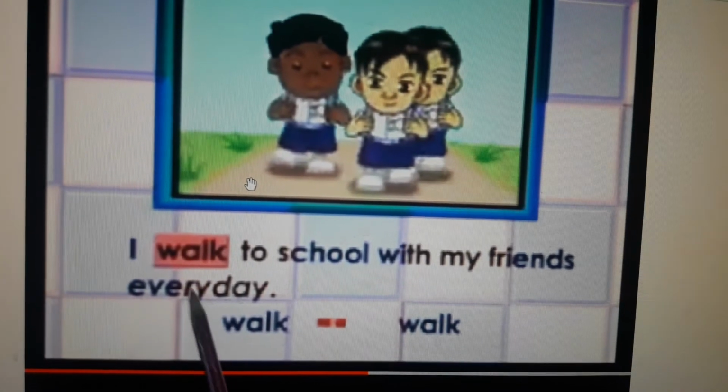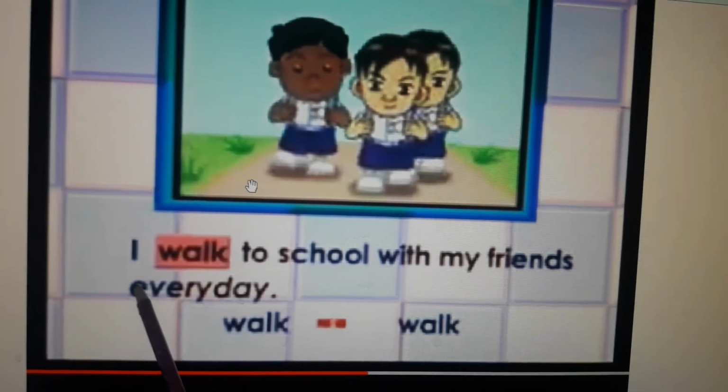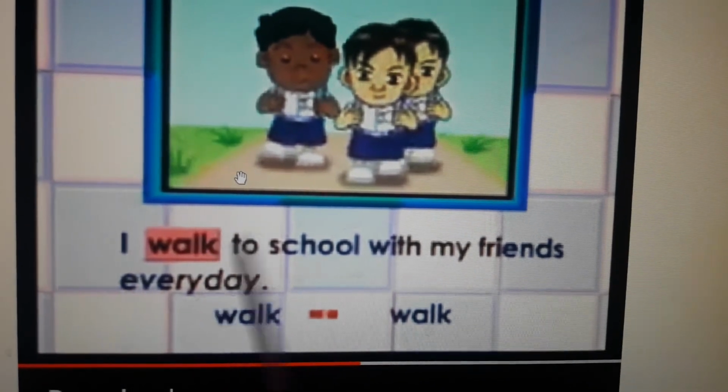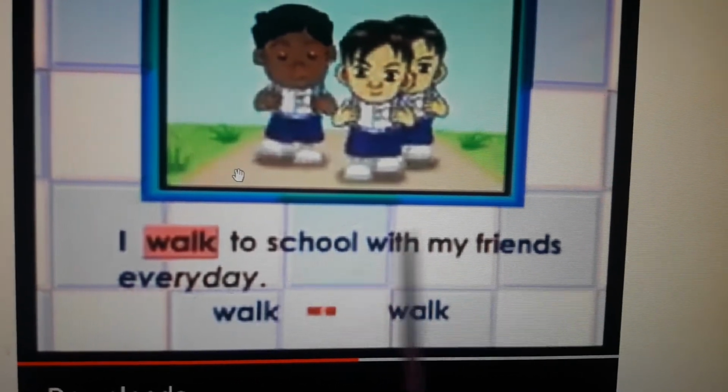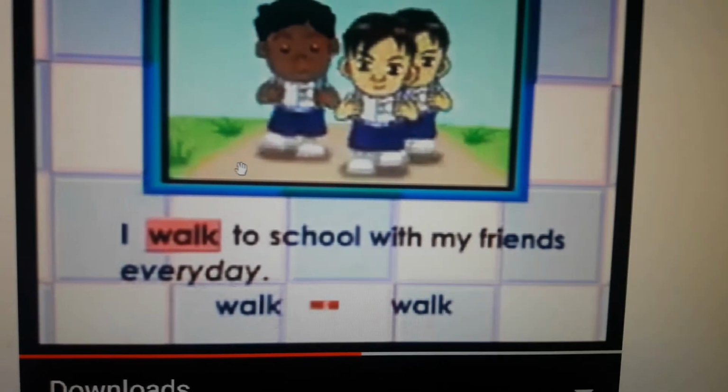In the same way, when the sentence starts with I, we also write the first form of the verb without any changes. You can see walk will remain walk: I walk to school with my friends every day.